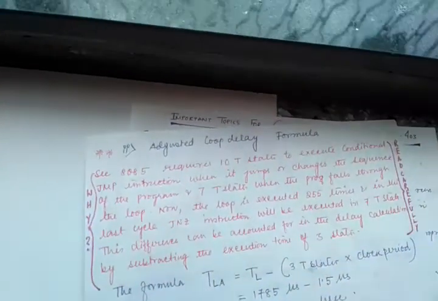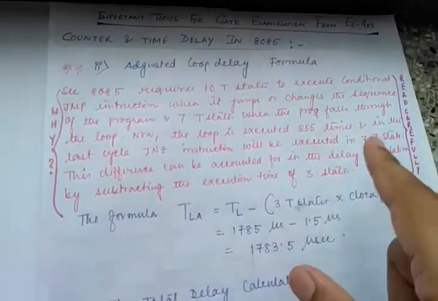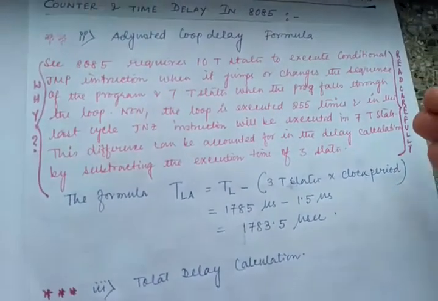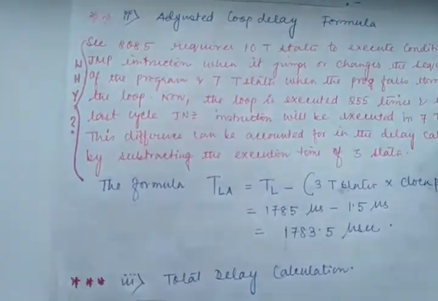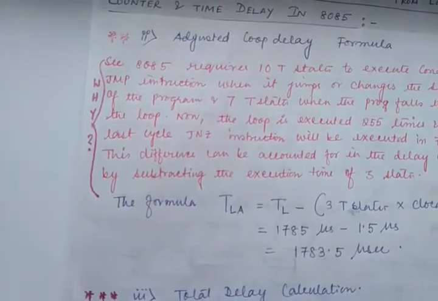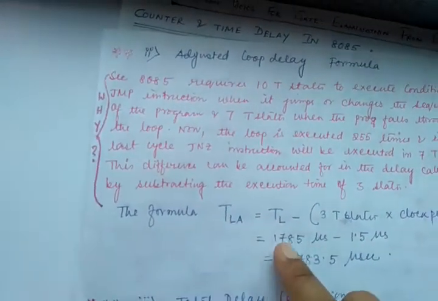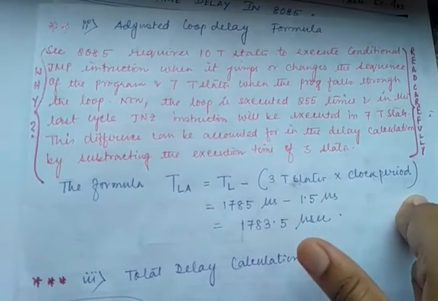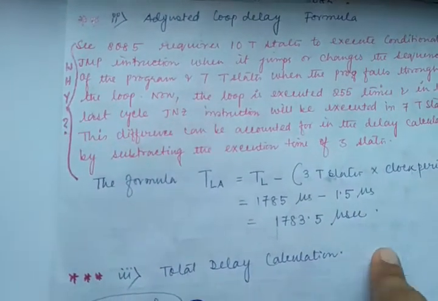Here I have clearly given a note why we require this adjusted loop delay. Please go through this; I think it will be understandable why this value is 3, because it is nothing but the difference 10 minus 7. If it is used as a branching instruction, it will be treated as 10 T states, otherwise as 7 T states, right? And this is your adjusted formula: the total time delay that we have already calculated minus 3 T states into the clock period. The clock period is 0.5, so 3 into 0.5 means 1.5. So please calculate this value, right? Okay, so all values have been calculated.